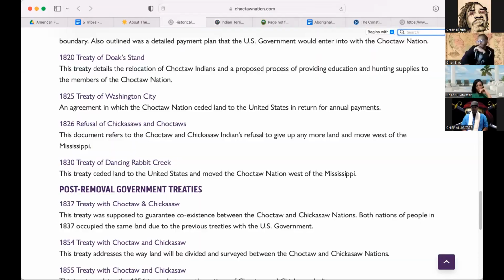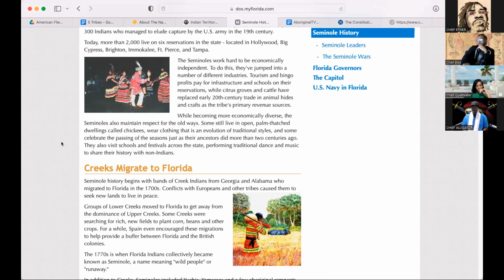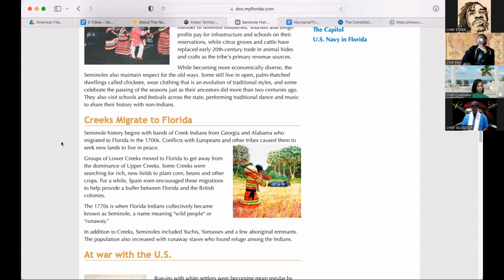Let's see, we gotta pull up one more. Let's see if I got the similar one. Put this up real quick. So even here, 1700s, Florida. 1700s is when Florida Indians collectively became known as Seminoles, a name meaning wild people or runaway. So again, read that top paragraph right under Creeks Migrate to Florida. Right here. So we got Seminole history begins with bands of Creek Americans from Georgia and Alabama who migrated to Florida in the 1700s. Conflicts with Europeans and other tribes caused them to seek new land to live in peace.